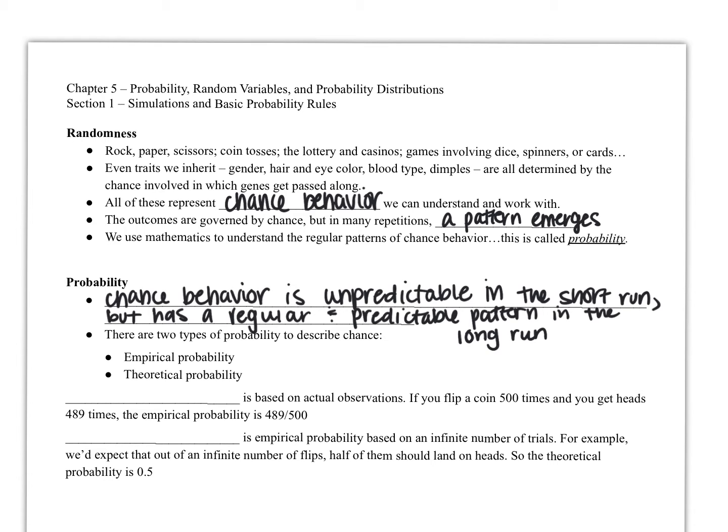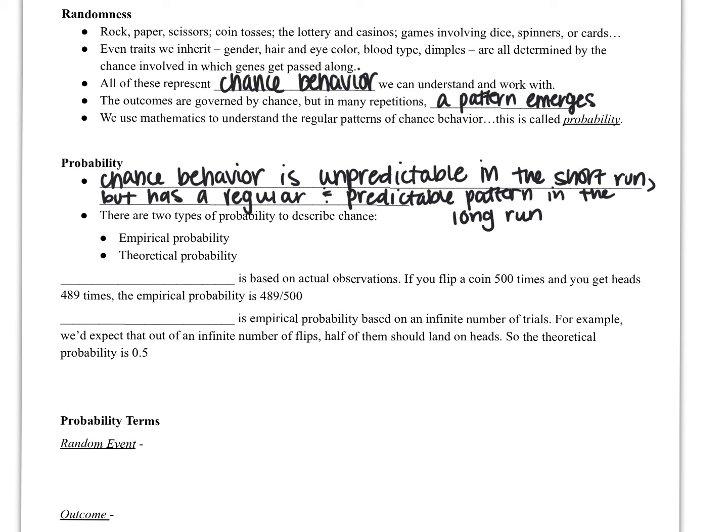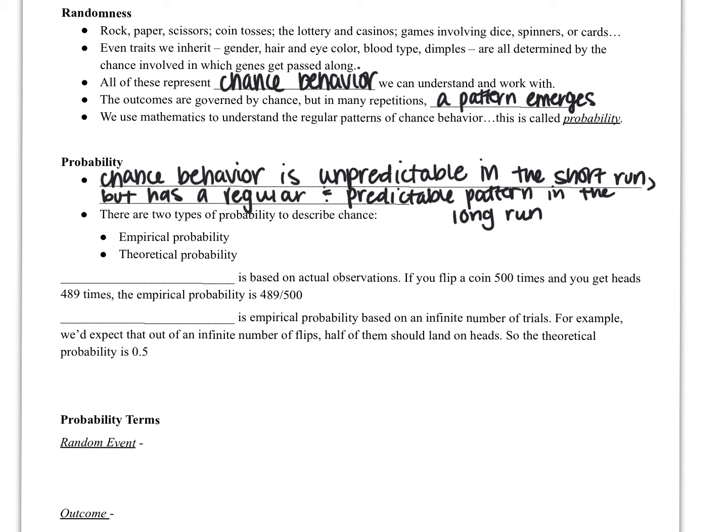So there are 2 types of probability that we use to describe chance. The first one is empirical probability, and the second one is theoretical. Empirical probability is based on actual observations. If you flip a coin 500 times and you get heads 489 times, the empirical probability is 489 out of 500. It's the actual number of heads you got in flipping a coin 500 times.